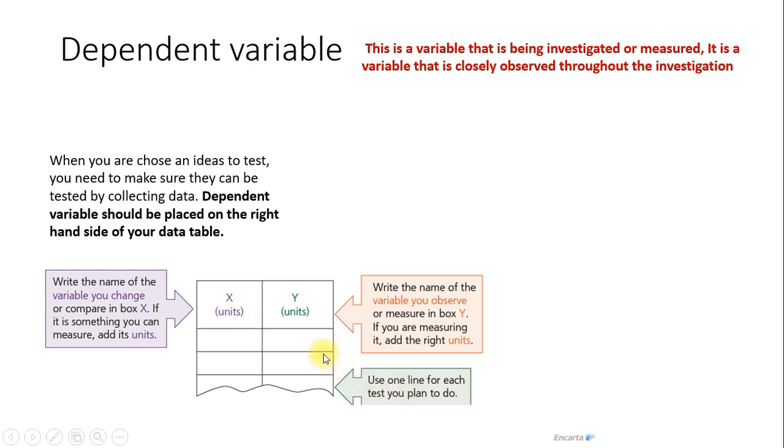Okay, now leave spaces on your data table where you can write values that are measured in each of these variables. Okay, but the important thing here is that your dependent variable should be on this y side, the right hand side.